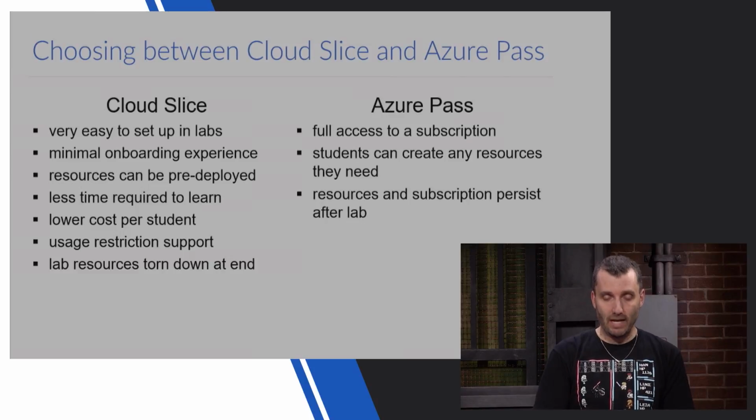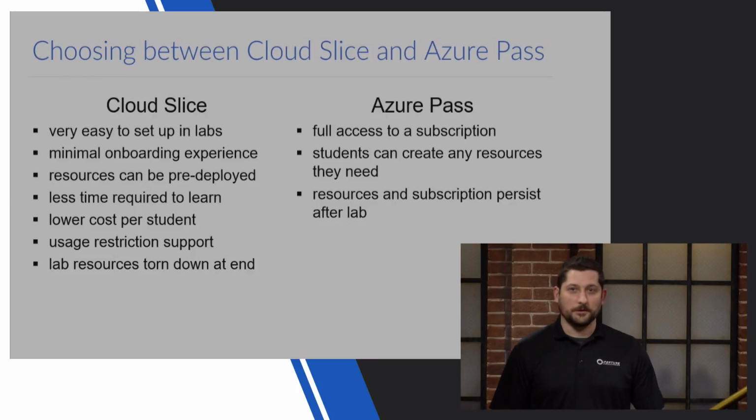Restriction support, we talked about that. That's about not being able to deploy certain resources and the resources turned down, and that's that lab point I just hit on. So that's Cloud Slice. Do you want to go through the Azure Pass stuff? Yeah, sure. Absolutely. Great.